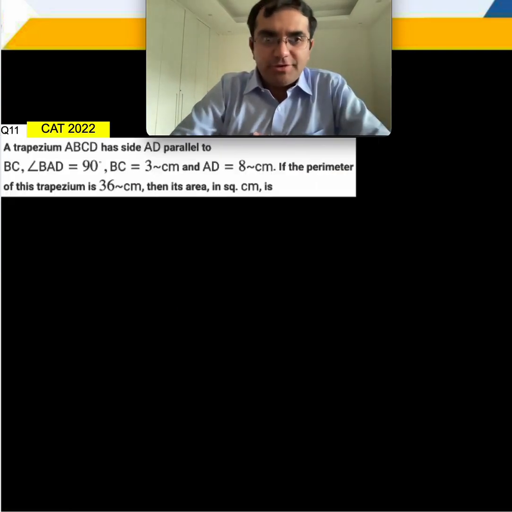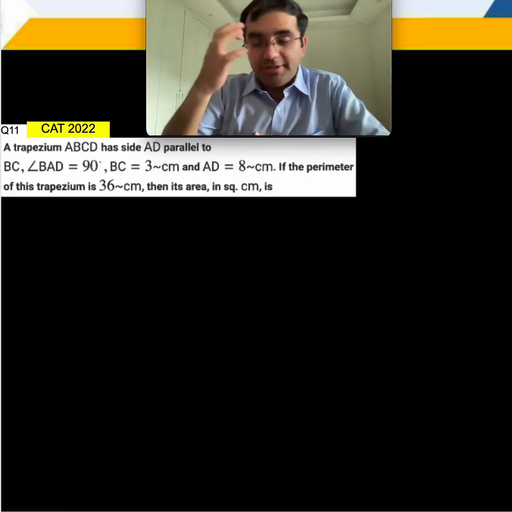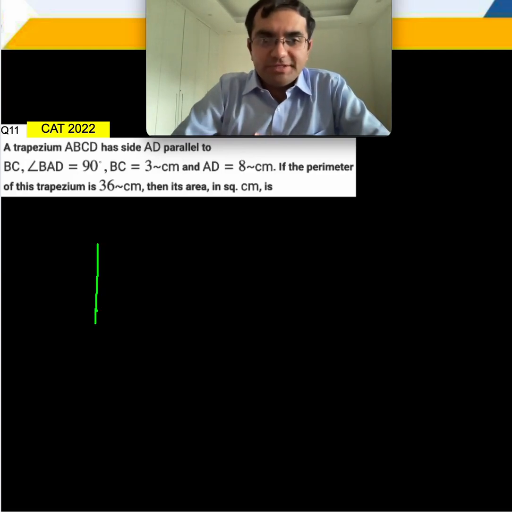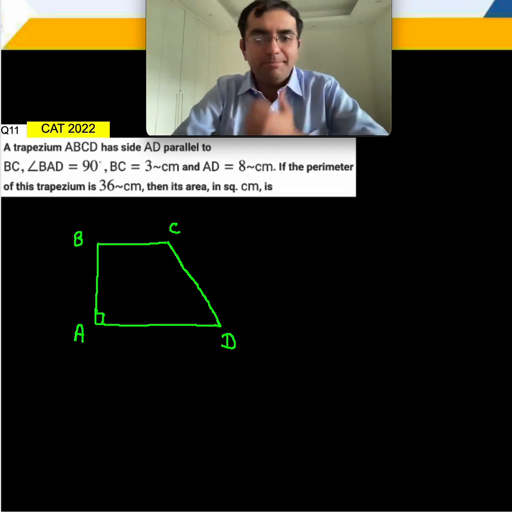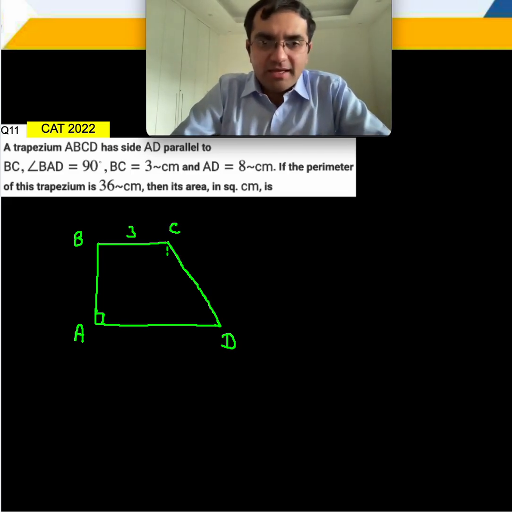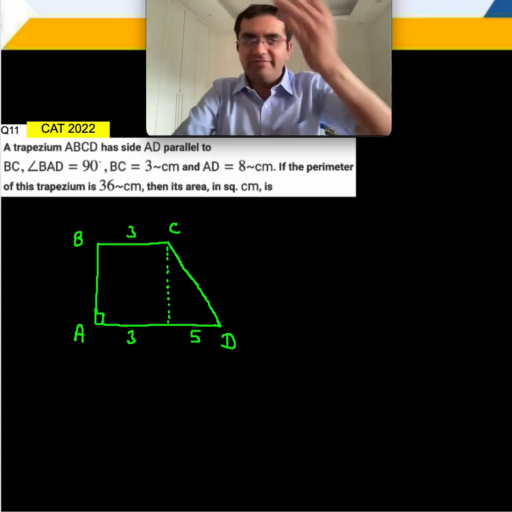Standard geometry question. It's a nice question actually. You have a trapezium and AD is parallel to BC. Angle BAD is 90 degrees, I have made this 90 degrees. And let's make the parallel sides. BC is parallel to AD. BC is given as 3. Let me make a perpendicular over here, and AD is 8. So when AD is 8, the side opposite BC will also become 3 because it becomes a rectangle, and the remaining becomes 5 because total is 8, right?